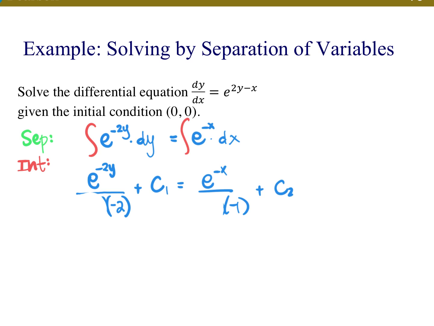So what I would say we want to have this looking like is negative 1 over 2 in the denominator, and then e to the 2y in our denominator. And then on the other side, we're going to have negative 1 in my numerator over e to the x, and then there's my plus c.